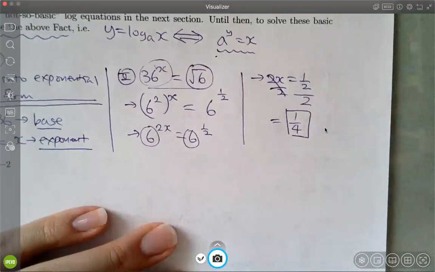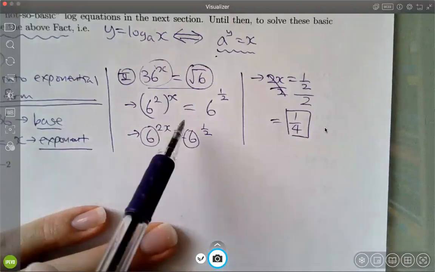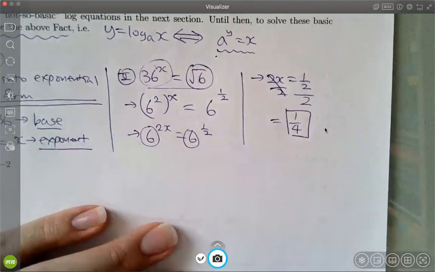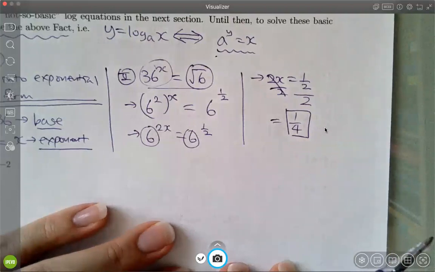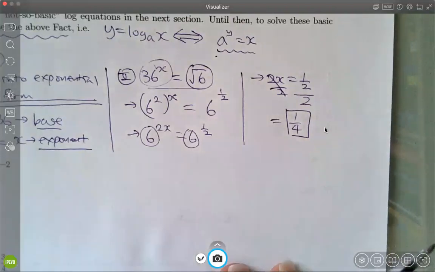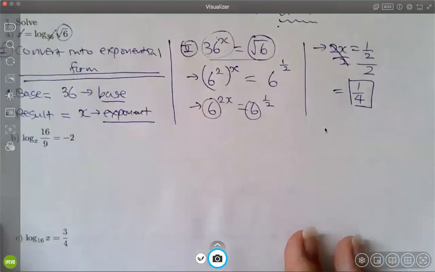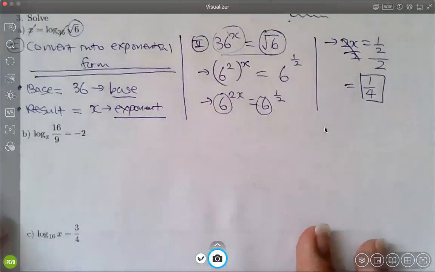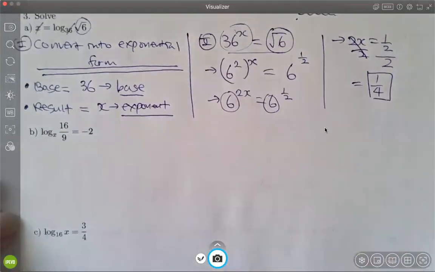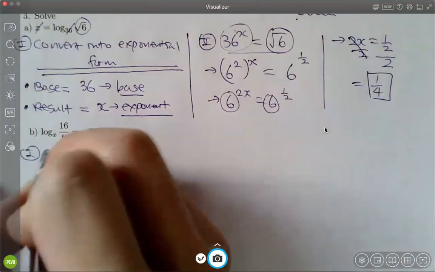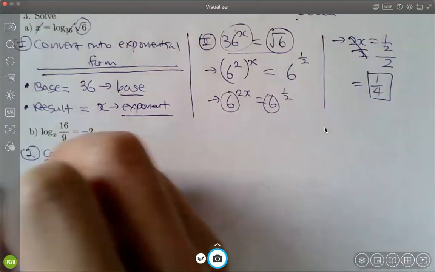So once we convert any basic log equation into exponential form, we can just use what we used at the beginning of the class today. Okay, so now part B. Log base x of 16 over 9 is equal to -2. Okay, so once again we convert into exponential form.